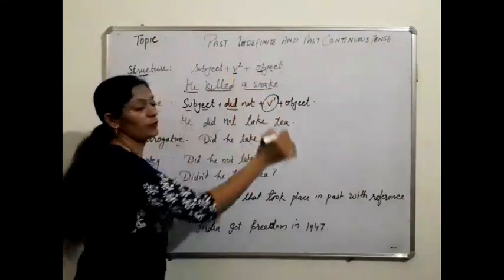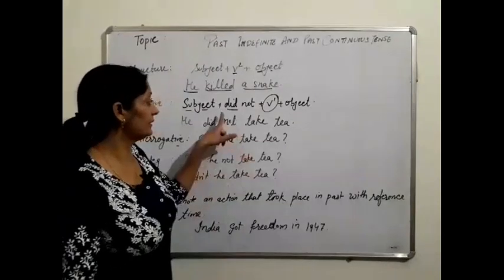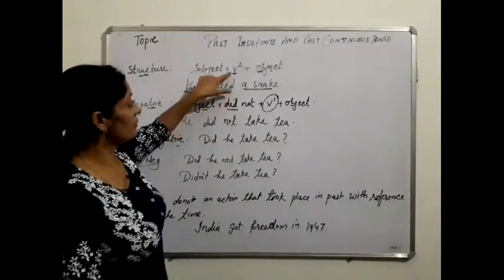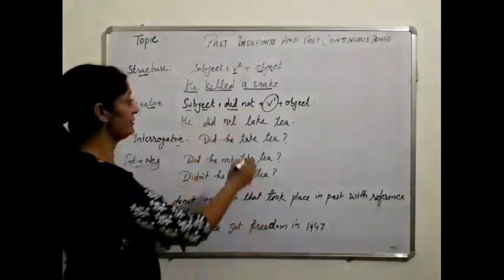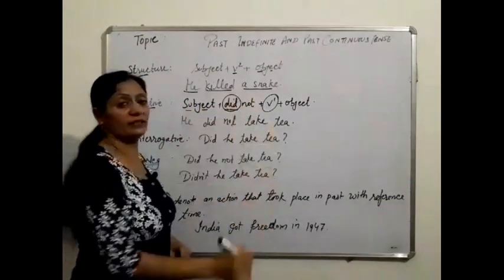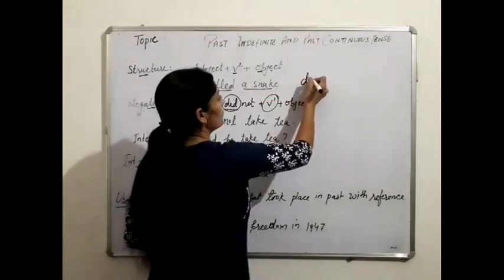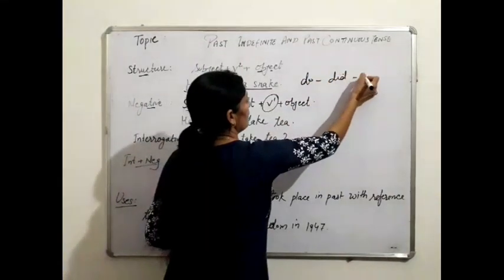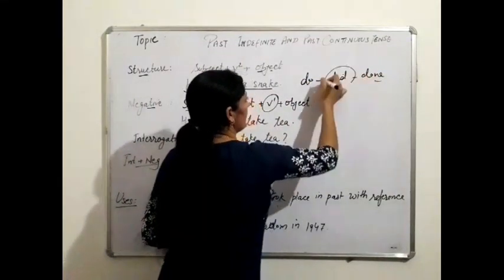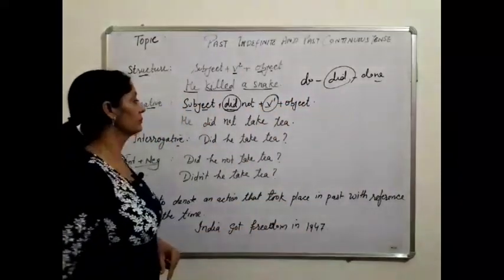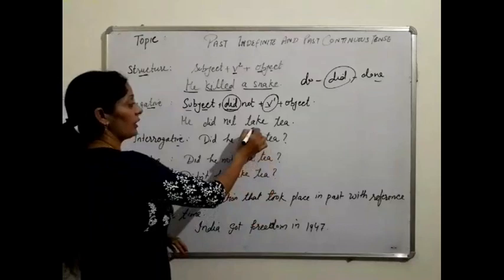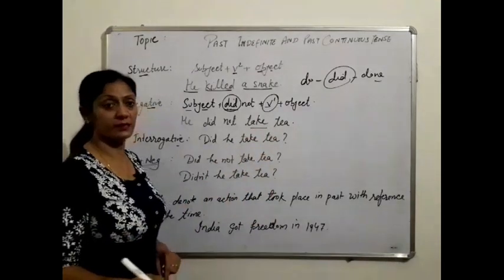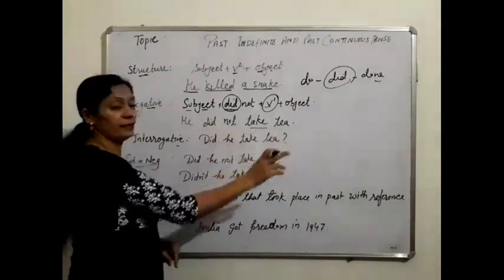Also remember this, the first verb is used with did. Otherwise we use the second verb. In negative we use the first verb with did, as did is already the second verb of do. Do, did, done. With did we use the first verb. For example, he did not take tea. No s or es is used in this tense. He did not take tea.